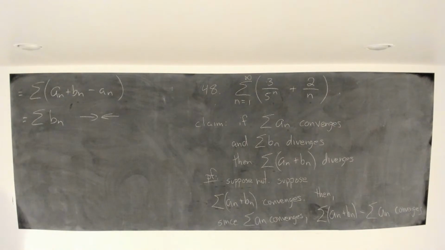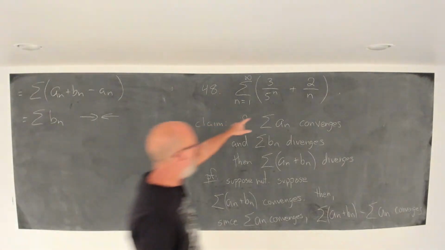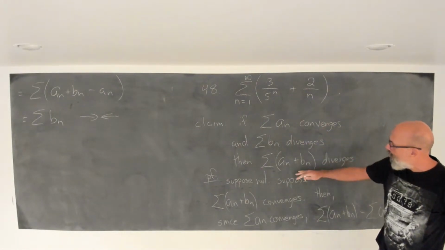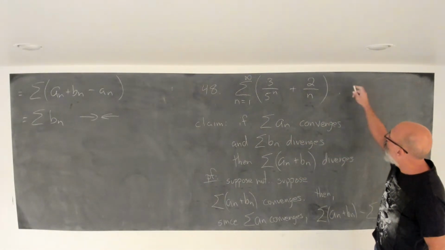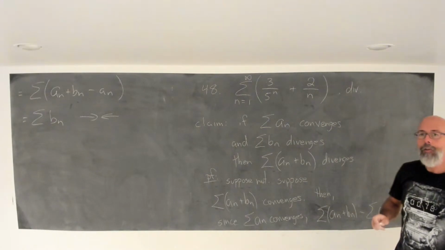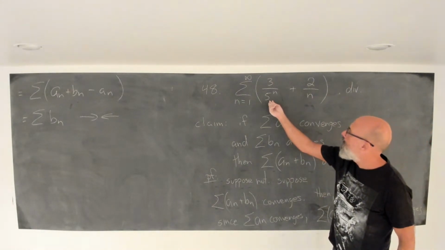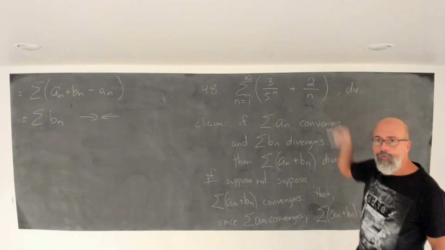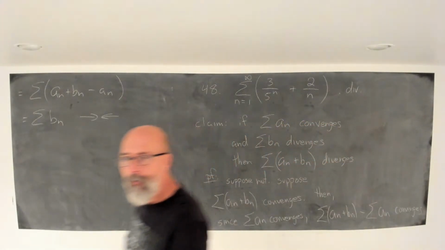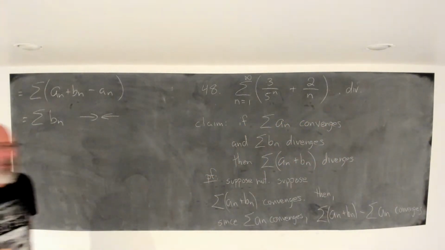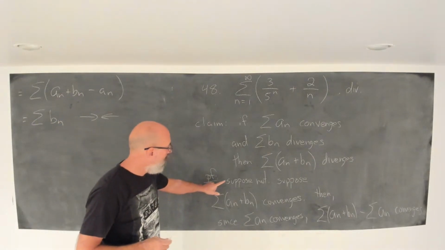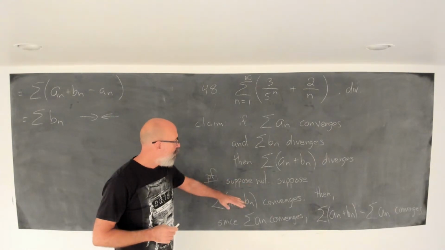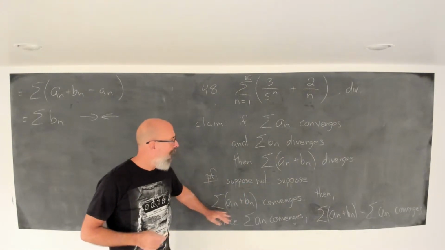All right. So conclusion: if one series converges and the other diverges, then the sum has to diverge. And so this has to be divergent, right? This one is a convergent geometric series. This one diverges. We proved that last time. Somebody wants me to go through the proof again. I'm saying, suppose the statement is false. Suppose that the series actually converges.